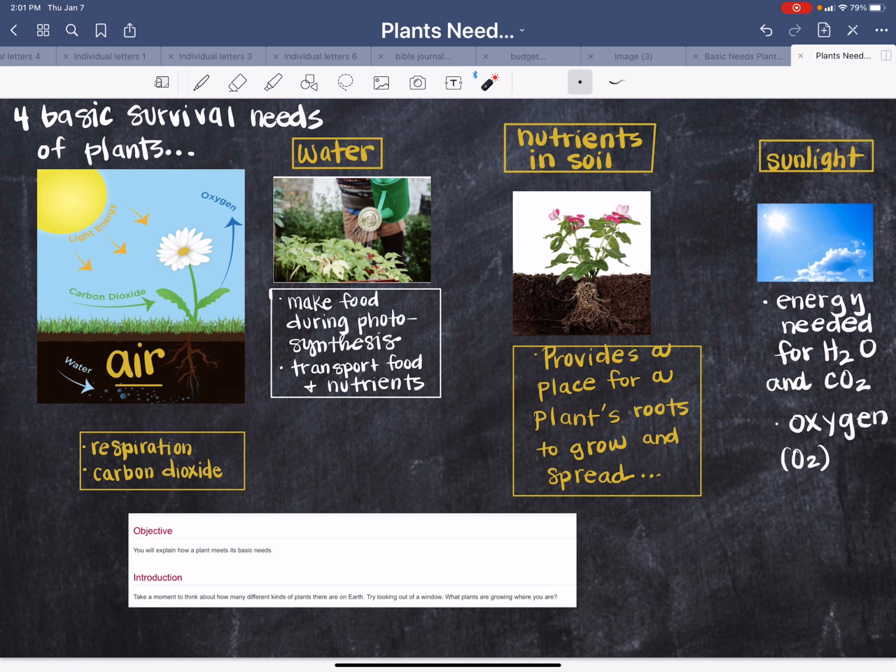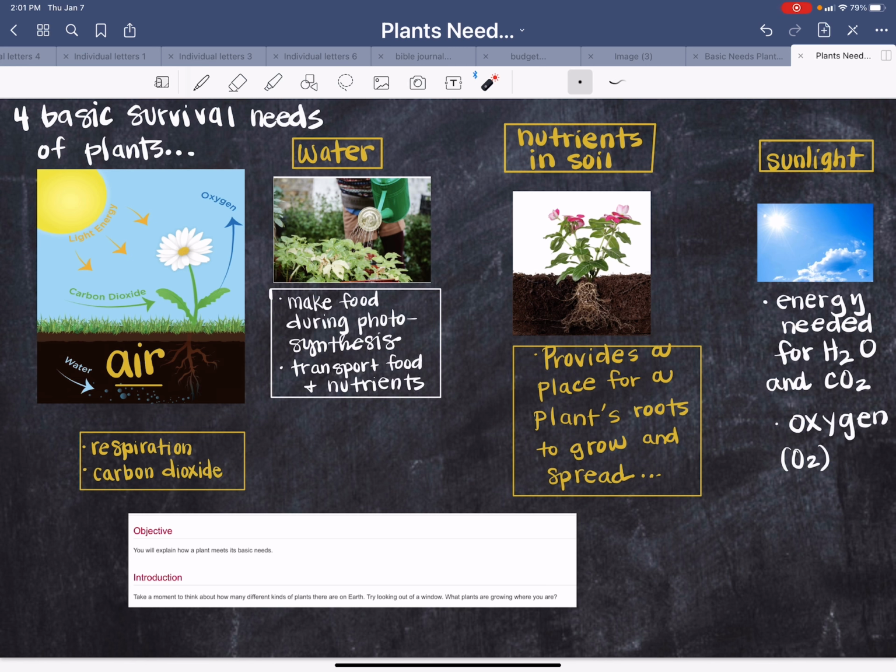The third thing that a plant needs to survive is nutrients in the soil. So just as humans and animals use food for energy, a plant uses the nutrients in the soil to grow strong. Soil is important because it provides a place for plants and roots to grow and spread, and it also provides water and nutrients for the plants. And remember, the water comes down to the soil, and it provides water and nutrients for the plants.